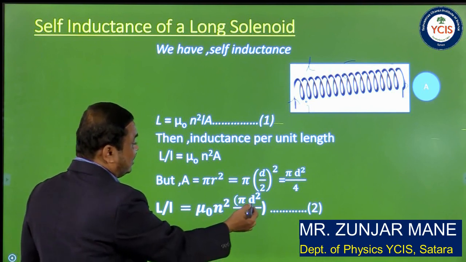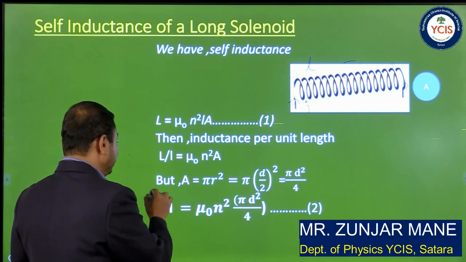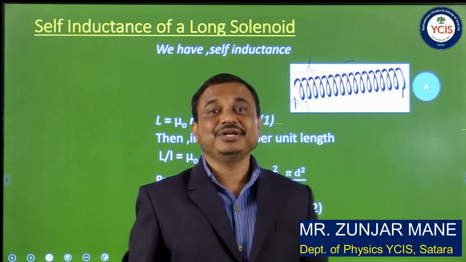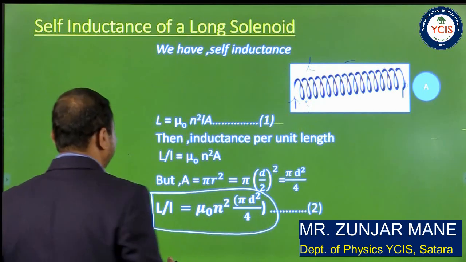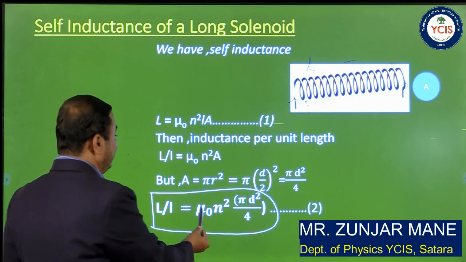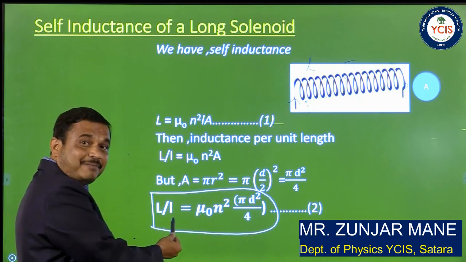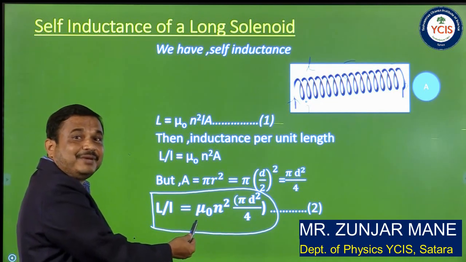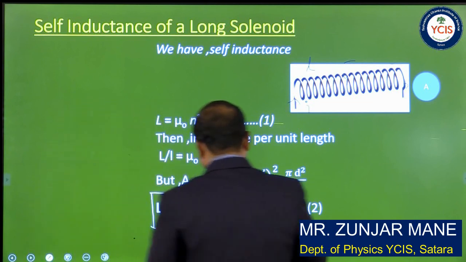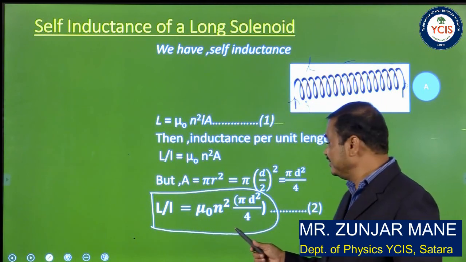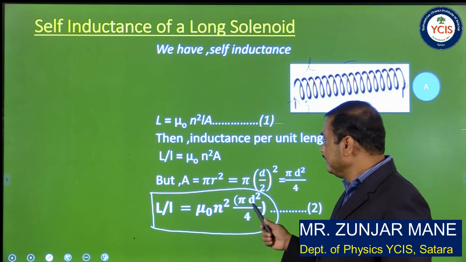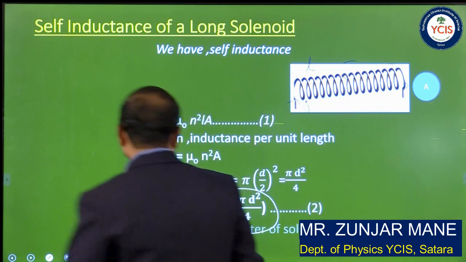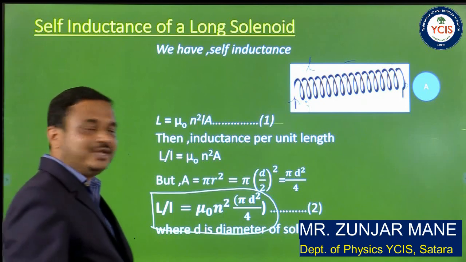mu 0 n square pi d square by 4, and this equation is useful for further derivations. That is, the self inductance per unit length of the solenoid is given by this equation in terms of diameter, where L upon l, the self inductance per unit length, is equal to mu 0, the permeability of free space, small n square, the number of turns per unit length of the solenoid, pi d square, where d is the diameter of the solenoid, divided by 4.